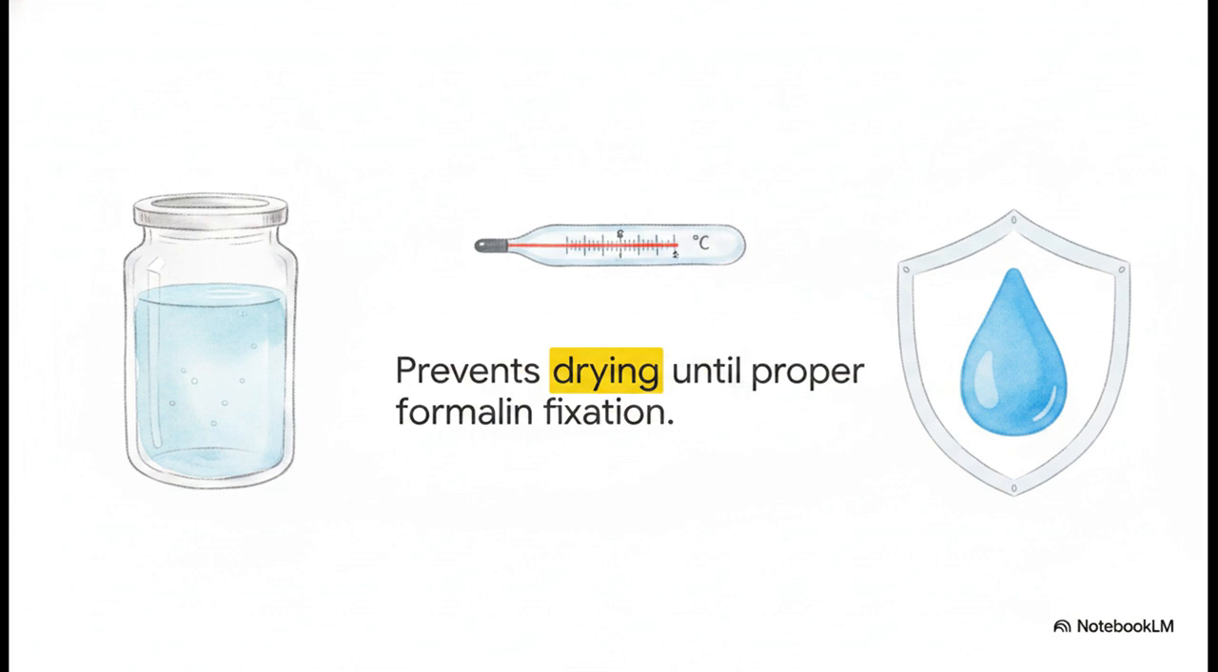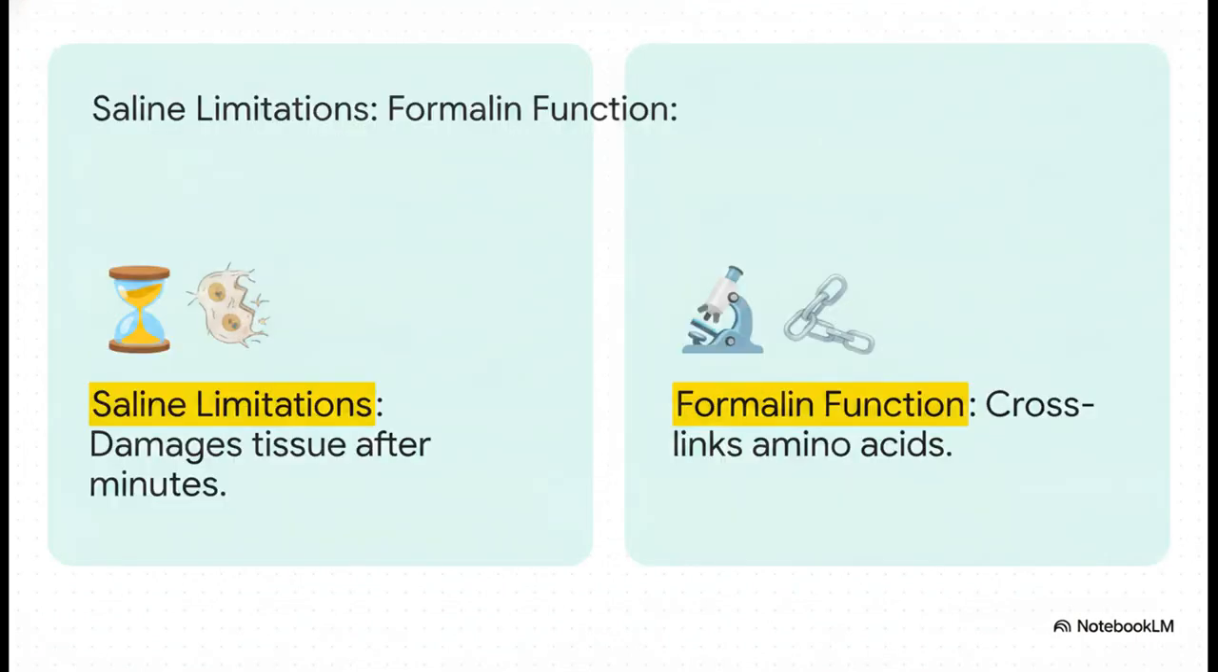Temporary storage in normal saline at 4 to 8 degrees preserves tissue integrity until proper 10% neutral buffered formalin fixation can be performed. Check out these exam pearls. Saline limitations. It's not a fixative and actually damages tissue after minutes. Formalin function. It cross-links amino acids and completely prevents autolysis.